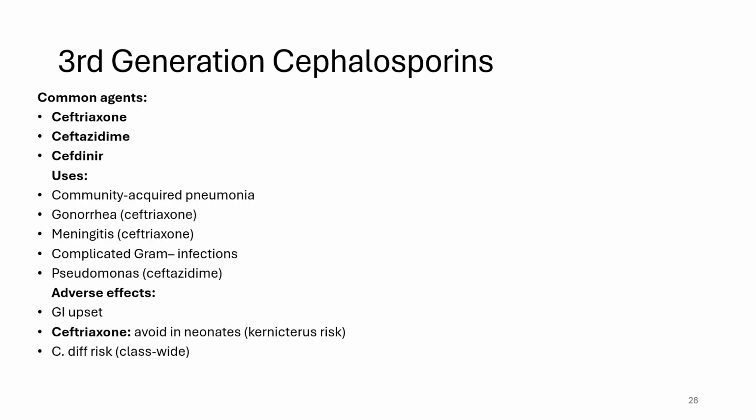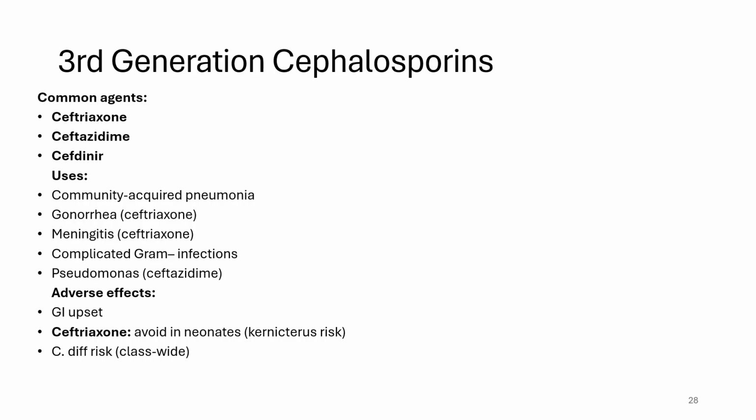Adverse effects most commonly are GI upset. One critical safety pearl is that ceftriaxone has to be avoided in neonates due to the risk of kernicterus from bilirubin displacement. And then finally, remember that C. diff risk applies to the entire cephalosporin class, including third generation agents. So think of your third generation cephalosporins when you need strong gram-negative coverage with reliable systemic penetration, including central nervous system for ceftriaxone.